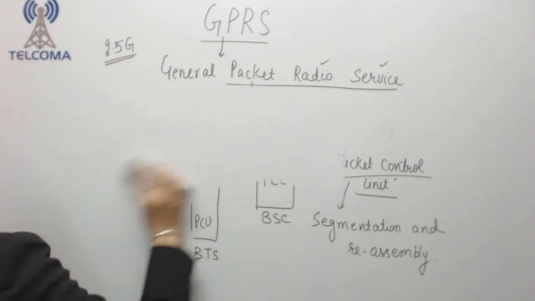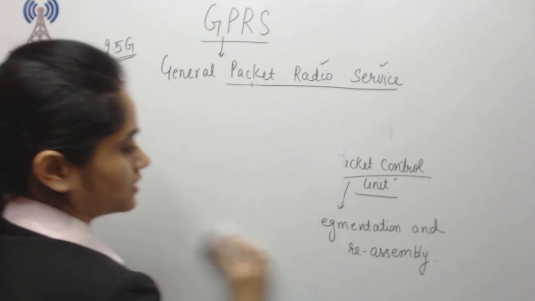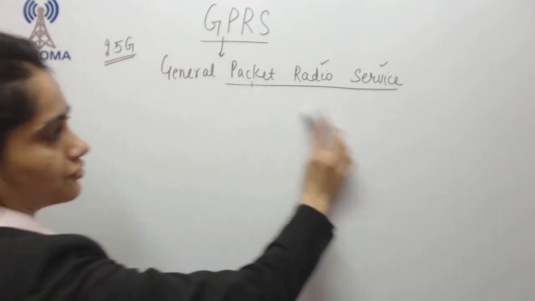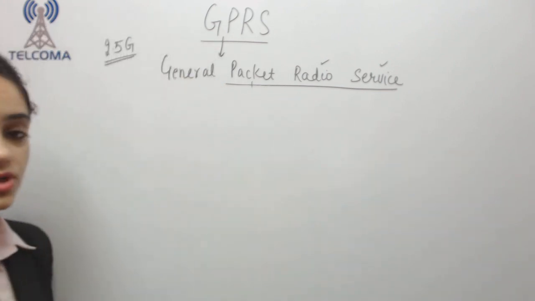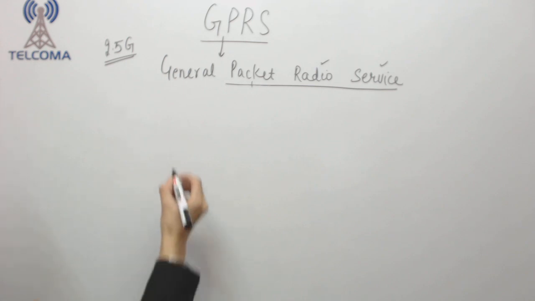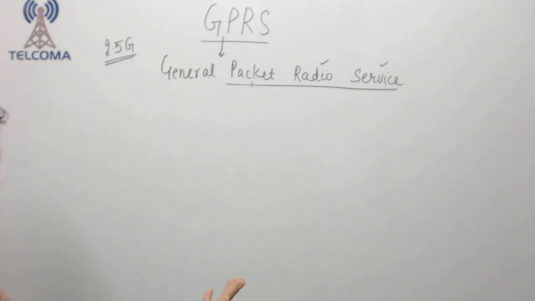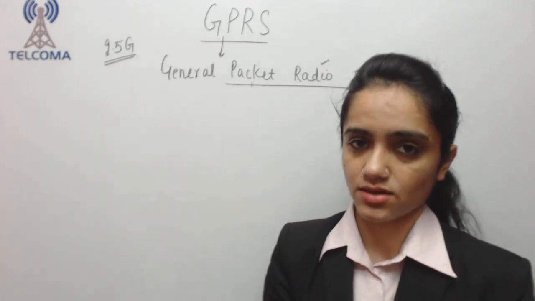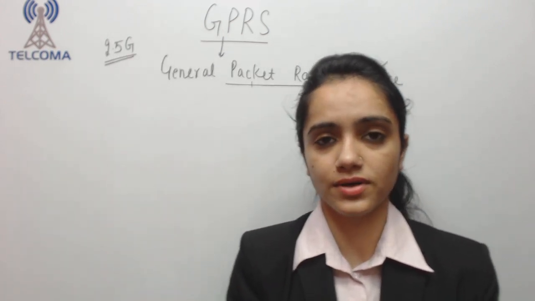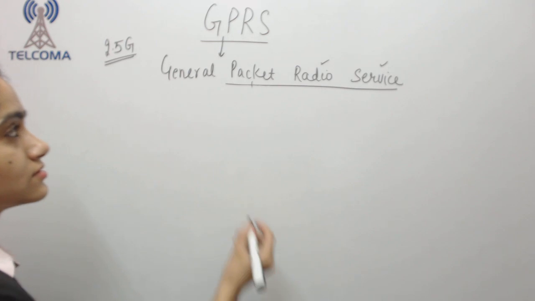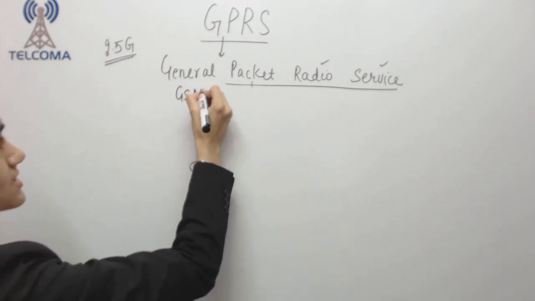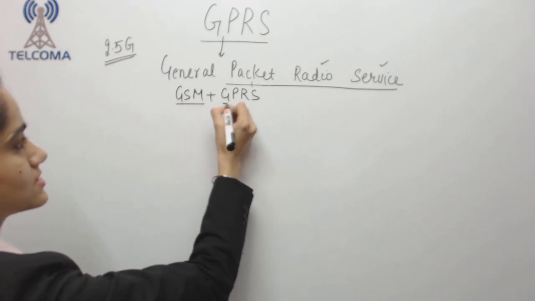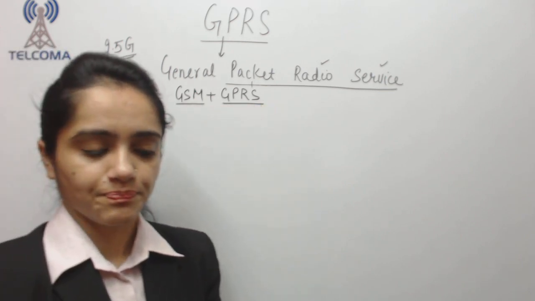So for General Packet Radio Service, which is a data service, we require a packet control unit at our radio part. So for GPRS, the change that we require in the radio part is the packet control unit. That means upgradation of BTS and BSC, or a new BTS or BSC, is required for GPRS, so that we can have combined GSM plus GPRS radio technology, GSM for voice and this for data.